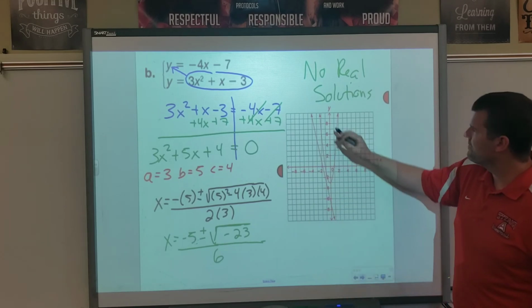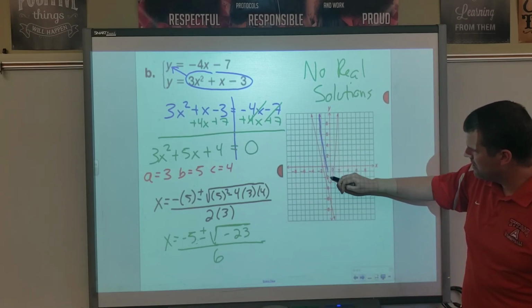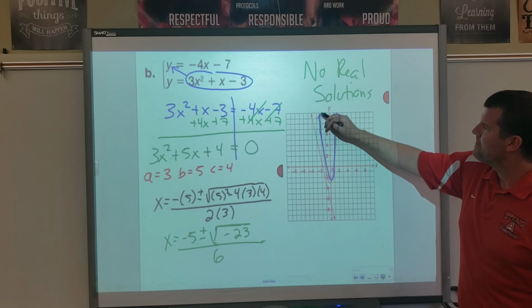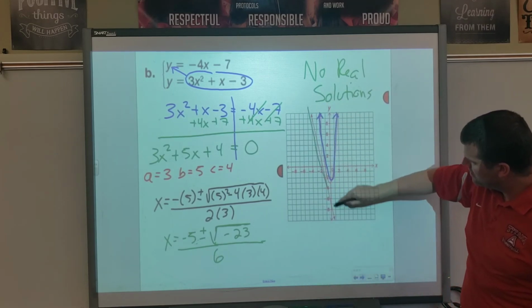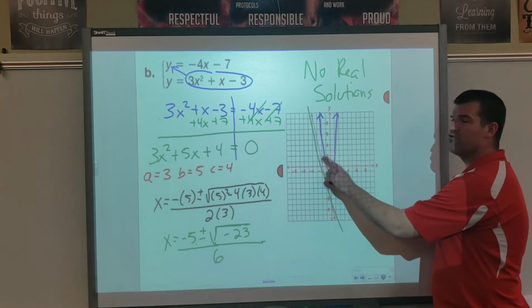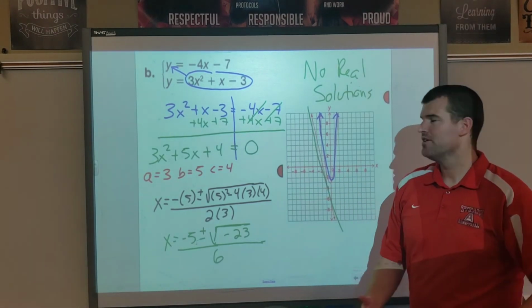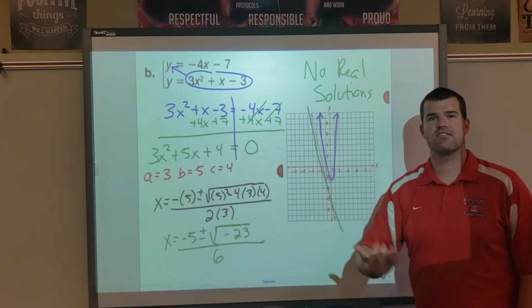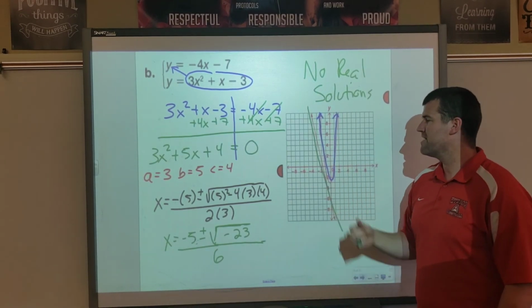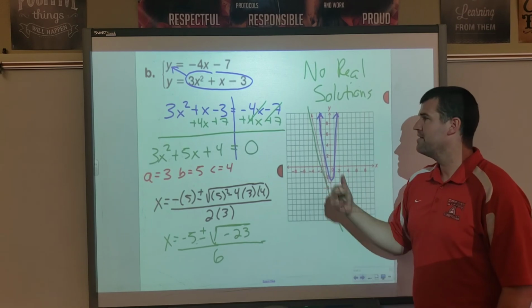And to prove it, if I take a look at that pair of equations, we've got the quadratic right here, and then we have the linear equation right here. And as you can see, those two graphs never touch. So there would be no solutions. So again, no real solutions is a possibility. It just means that they don't have any common solutions. They never cross.